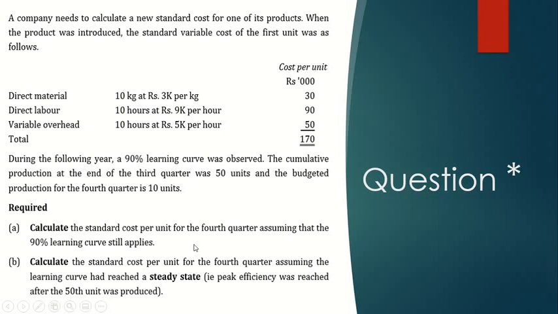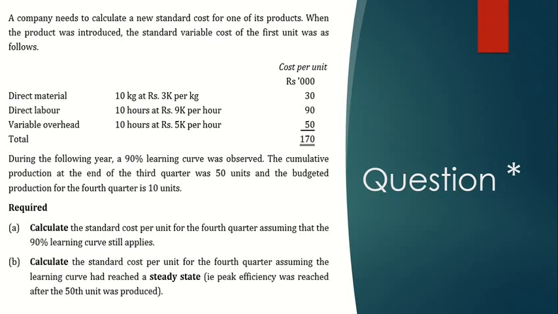Then x. X will be 50 and 60, cumulative units. End of the third quarter 50, so we can apply 50 and find the average time for 50th unit if we are producing 50 units. And after the fourth quarter our cumulative units will become 60, which means we can apply 60 for x and find the cumulative average time at the end of the fourth quarter. Then we can find the total time requirements, so we can find the difference, right? Okay, we'll go to the answer.